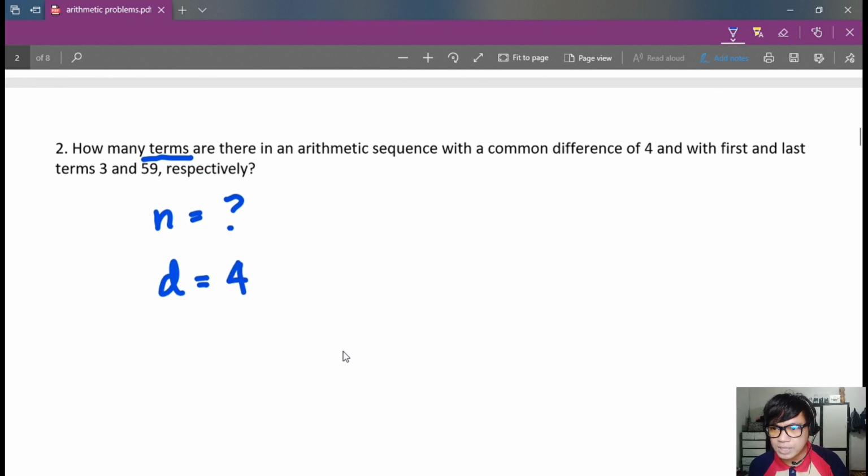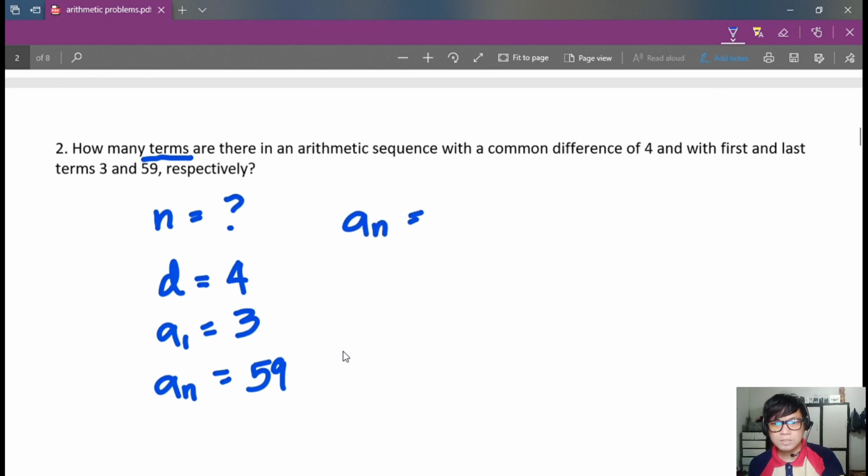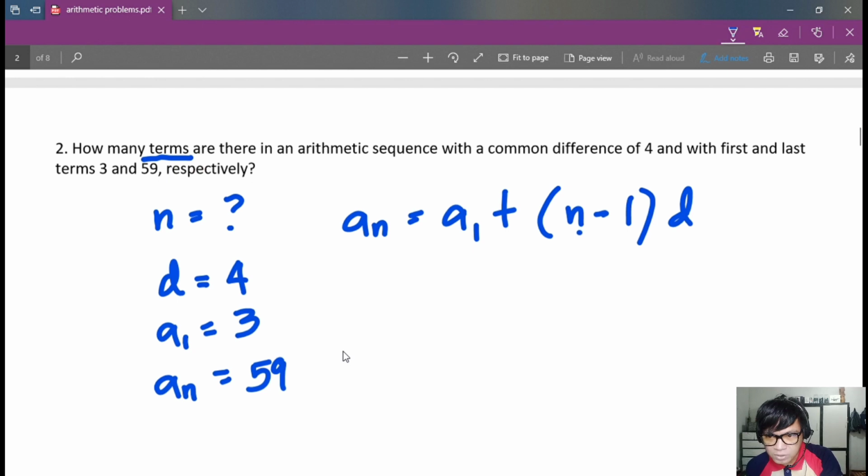The first term is 3. A sub 1 is 3. Tapos, ang last term natin, a sub n is equal to 59. So, ang gagawin natin, we will use the formula: a sub n is equal to a sub 1 plus n minus 1 times d. Ang hinahanap natin ito, walang n. May a sub n, may a sub 1, may common difference.